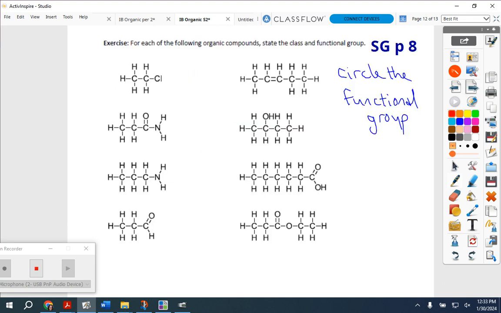The next page, page 8, has a set of molecules, and it asks you to state the class and the functional group. So name it. Is it an alkane with an alkyl functional group? Is it an alcohol with a hydroxyl functional group, etc.? And then I'd also like you to circle the functional group on that sheet. Obviously, if it's an alkane, you don't have to circle anything because there's nothing to circle except the whole molecule. So go ahead and do that. And I will put a pause on this recording.